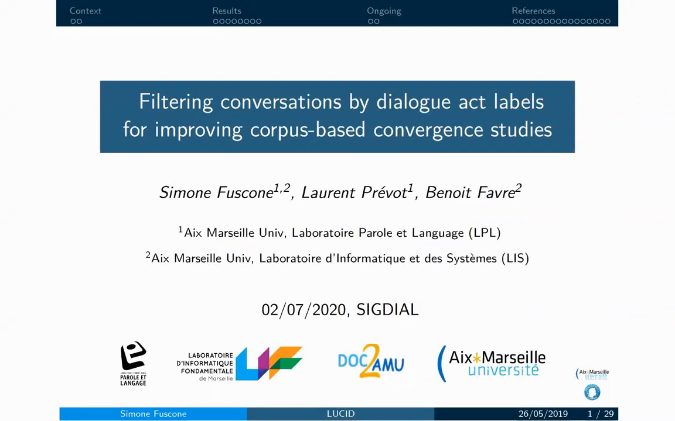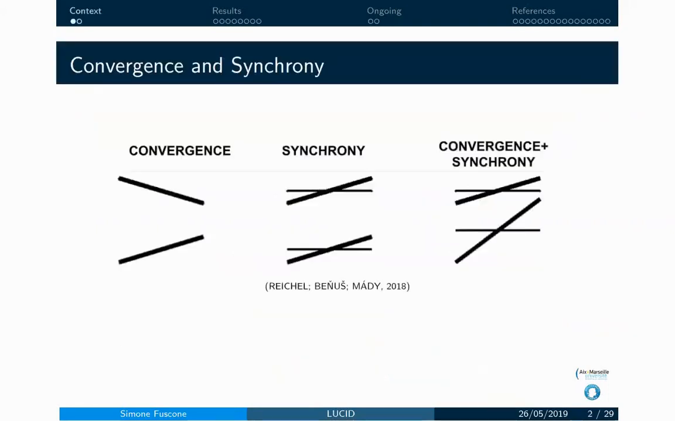This work deals with convergence. Convergence says that during a conversation, two speakers tend to modify their speech style in order to become more similar to their interlocutor. For example, a speaker could modify some parameters of his speech production, like energy, pitch, or speech rate, to adapt to his interlocutor.